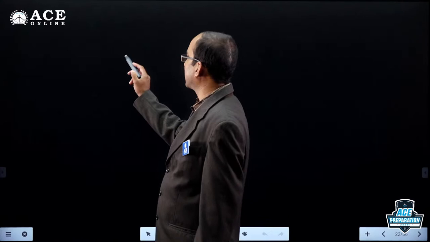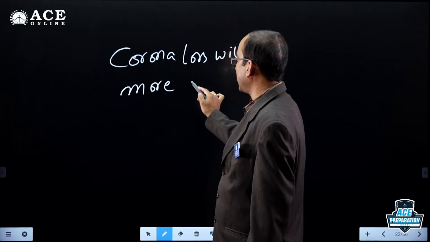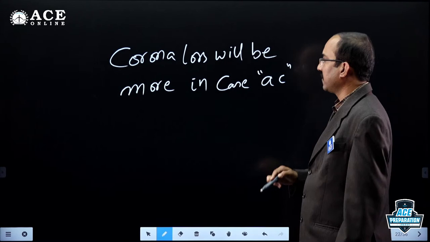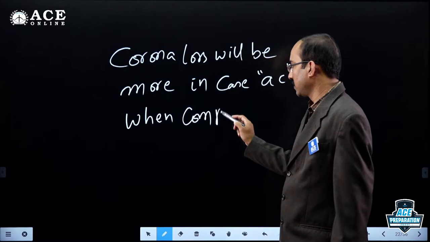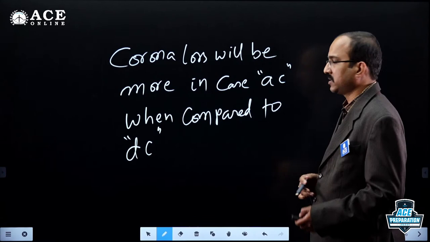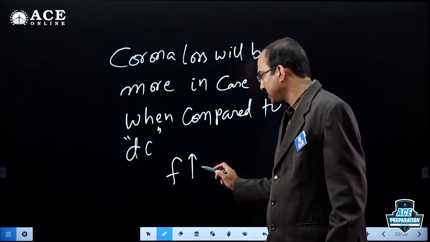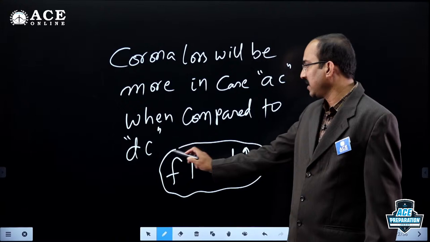So, we can say that corona loss will be more in the case of AC when compared to DC. When you are comparing to a DC source, corona loss will be more in the case of AC, because frequency exists, so corona loss will increase. So, if you are increasing the frequency, what happens? Corona loss increases. With an increase in frequency, corona loss will increase.